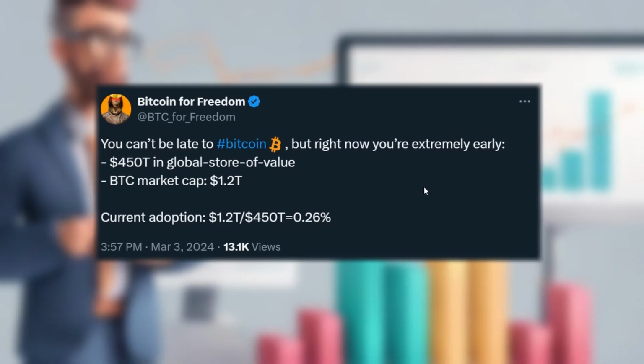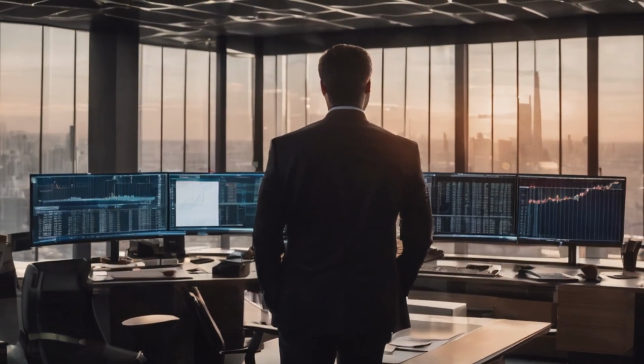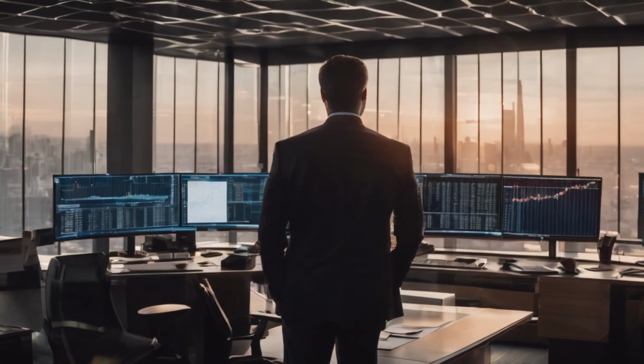450 trillion in global store value, as Bitcoin market cap is only at 1.2 trillion, which is the current adoption at only 0.26%. But Bitcoin could crash anytime soon, and here's why it could actually happen. So Bitcoin reached new all-time highs across several currencies, with over 40% growth in the past months alone when measured in dollars. So the cryptocurrency's 2021 intraday high of 69,000 could be seen once again soon.